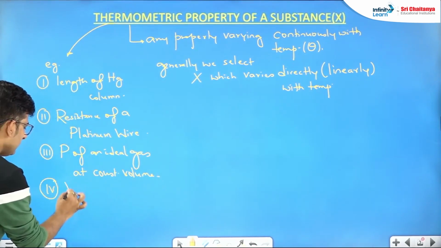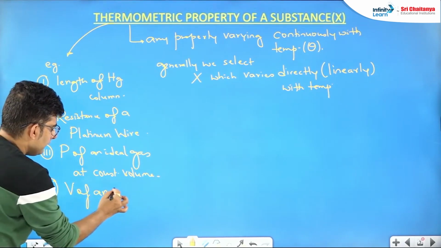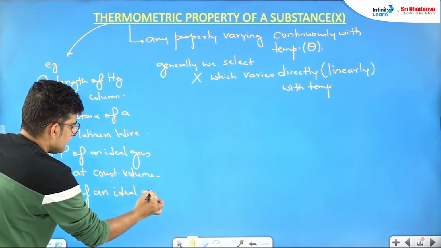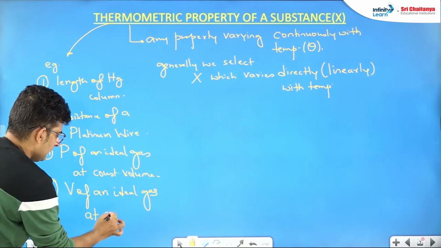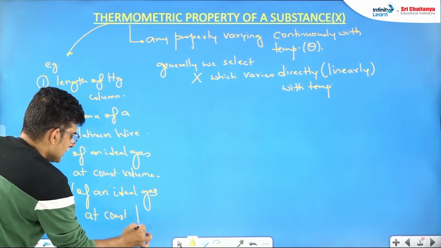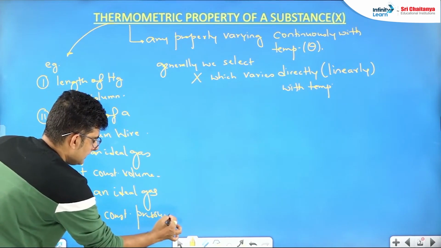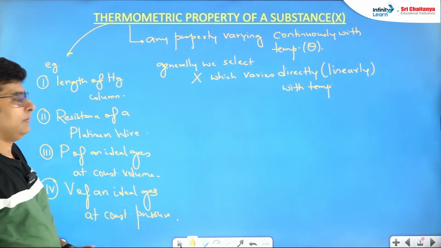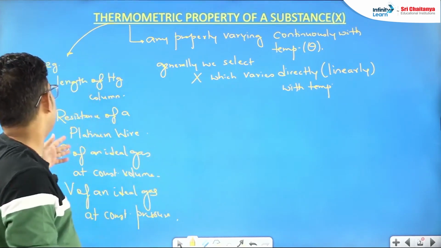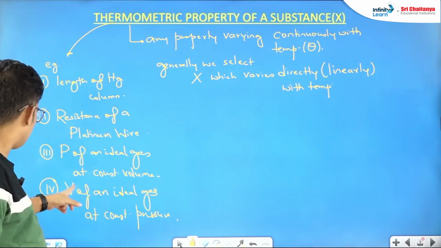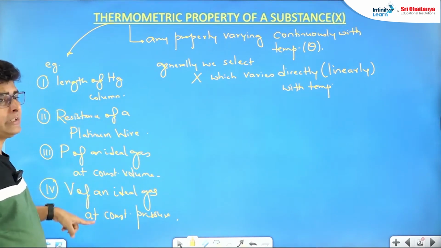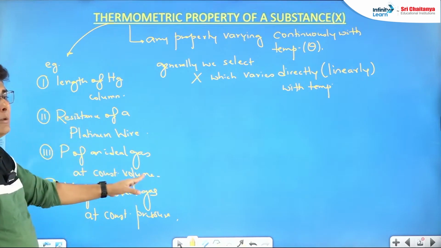We have volume of an ideal gas at constant pressure. You will study all this in the upcoming portions where we will be discussing the gas laws and all. So you will see that all these are thermometric properties because they vary linearly with temperature.